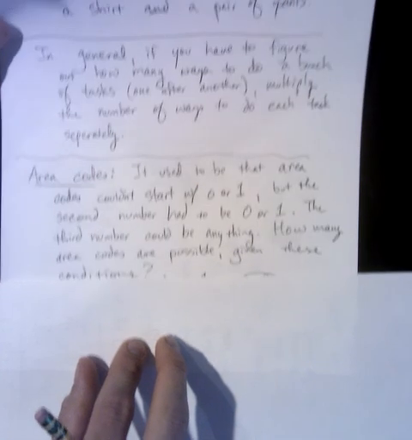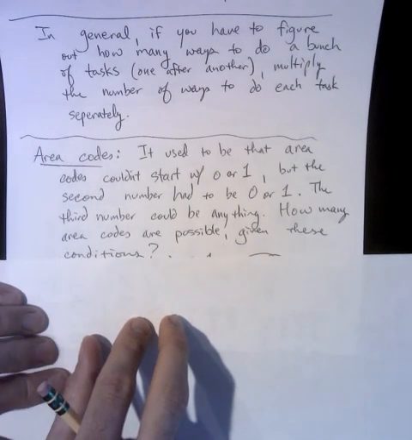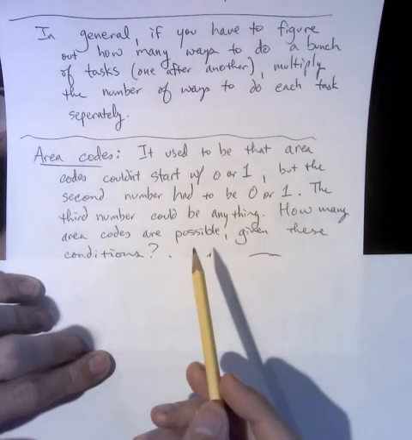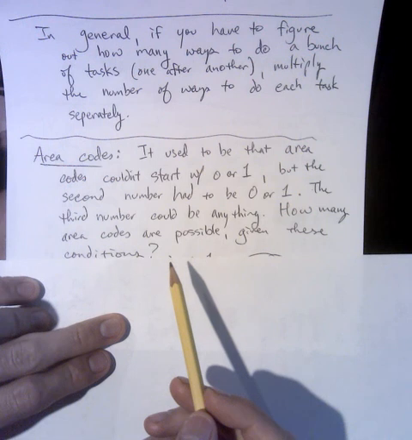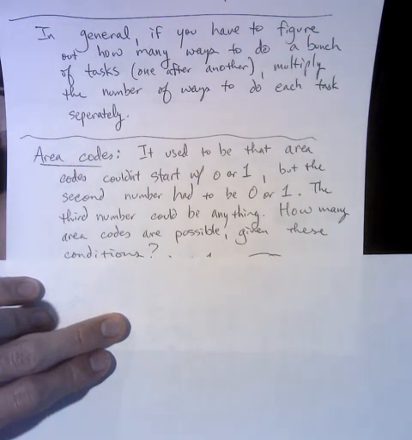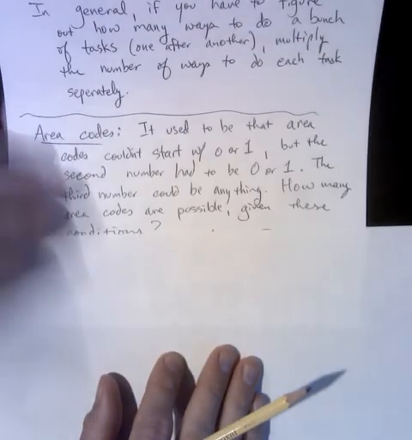So what I'm going to do is I'm going to break this problem up into 3 different tasks. The first task, I'm going to figure out how many ways there are for me to choose the first digit of the area code. Second task would be how many ways there are to choose the second digit of the area code, and then finally, how many ways are there to choose the third digit of the area code. And then I'm going to multiply those all together. So here's how it works out.